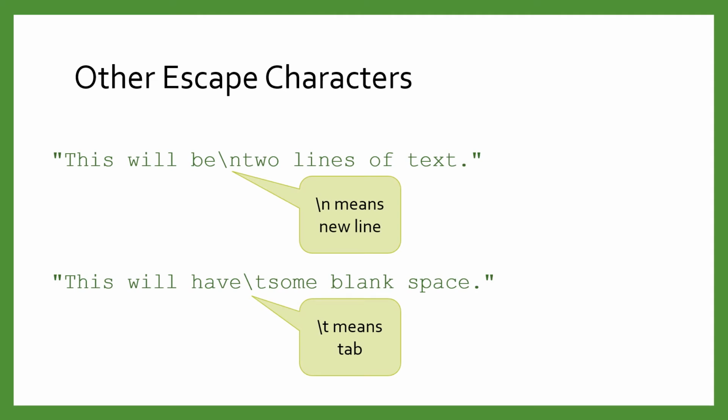There are actually many kinds of escape characters. Here are two more you may see. \n is a new line, like pressing enter on the keyboard. \t is a tab character, also known as multiple spaces, like indenting a paragraph.